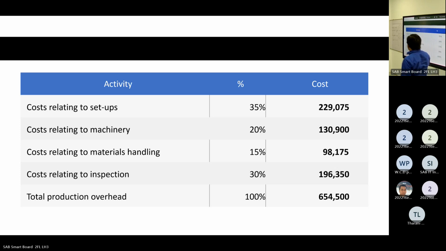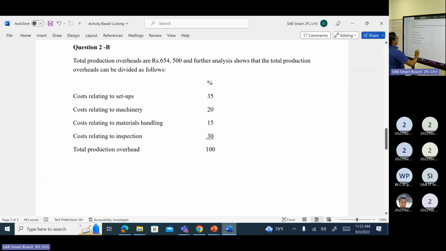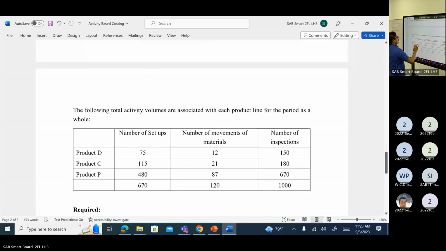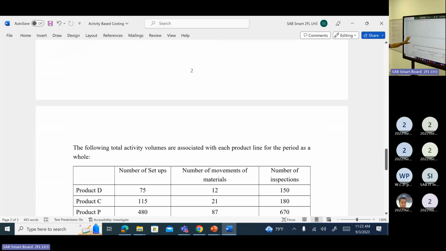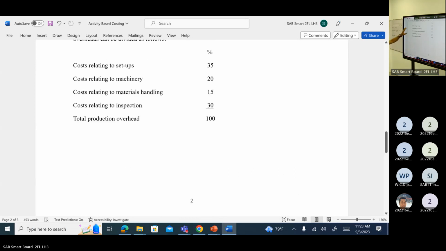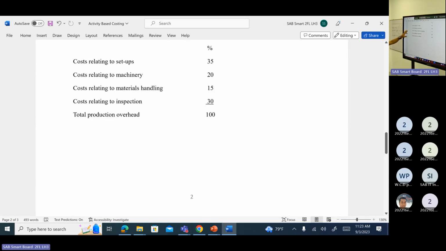Right. Now we can take the other information. Now you have this total number of setups, movements, inspections that is available. So now you can calculate what are the cost drivers for each activity that should be determined. Setup, machine related cost, material handling cost, inspection.